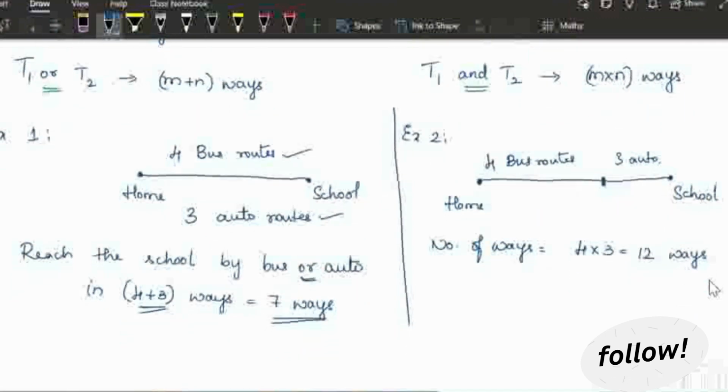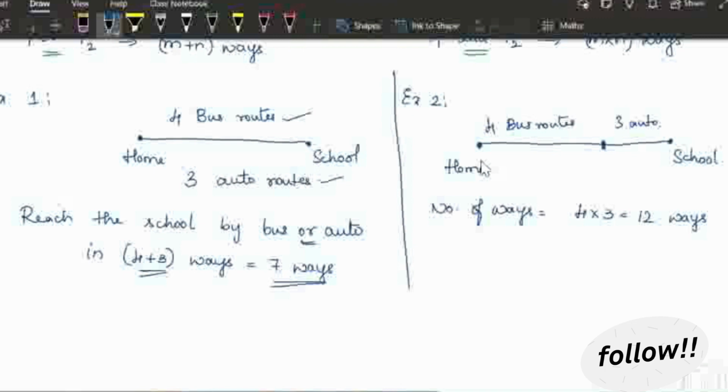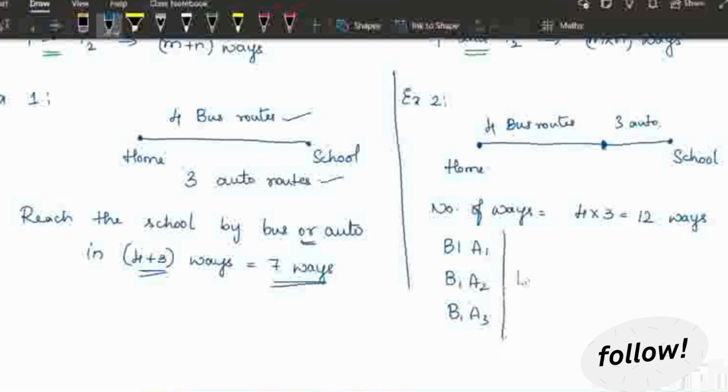What do you mean by this 12 different choices? So let us take this 4 bus routes as B1 to B4. Now he can choose B1 to go from this point to this point, and then he can choose A1, that is auto 1, to go from this point to this point. Or he can take B1 and auto 2, or he can take B1 and auto 3, or he can take B2 with auto 1, B2 with auto 2, B2 with auto 3.